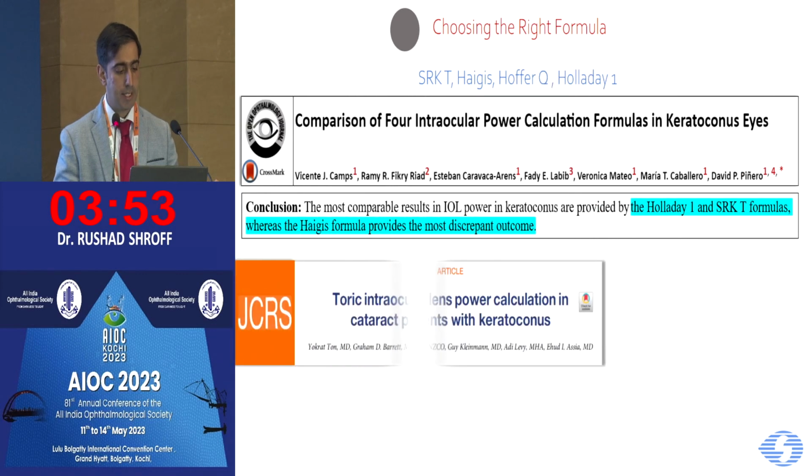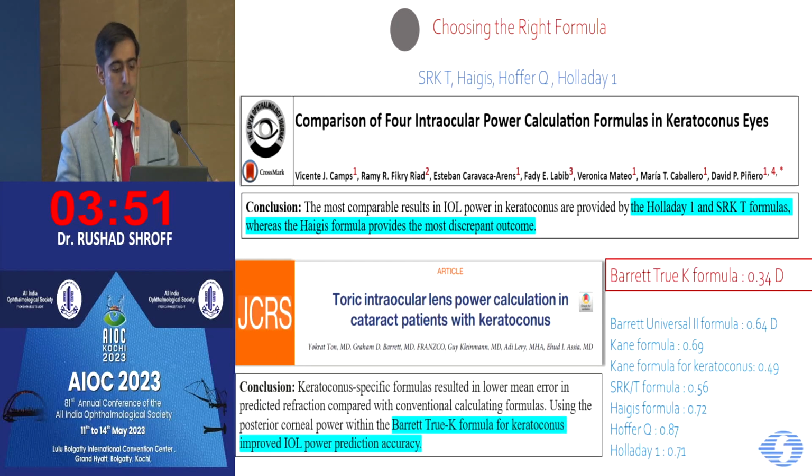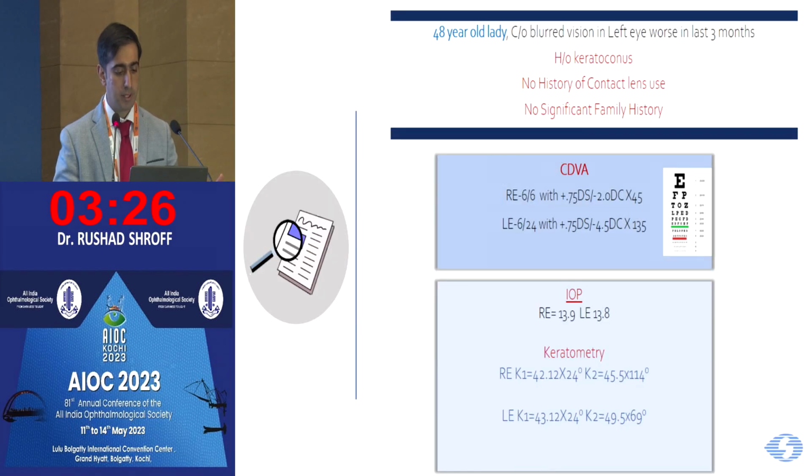Coming to choosing the right IOL formula, there are various different papers on this. Most of the traditional IOL formulas don't tend to do so well. There's a paper published in JCRS talking about the Barrett True K formula, which does very well. The Barrett Universal with the TK also does quite well, and the Kane formula has also come into vogue for this, which actually does well. In the traditional formulas, SRK/T tends to cause a little more myopic shift, and that was actually good for a keratoconus patient.